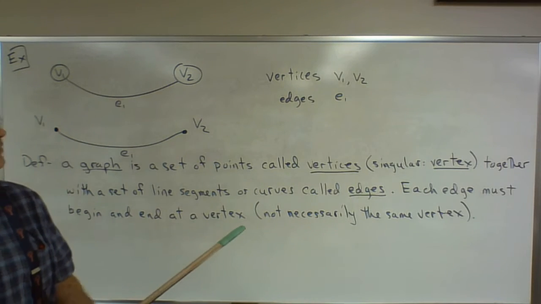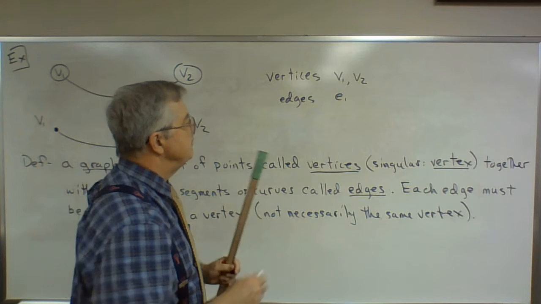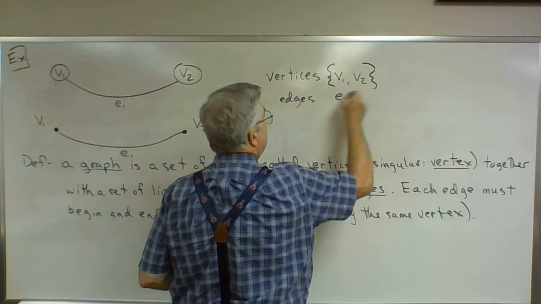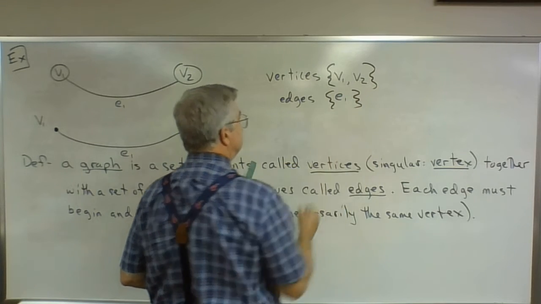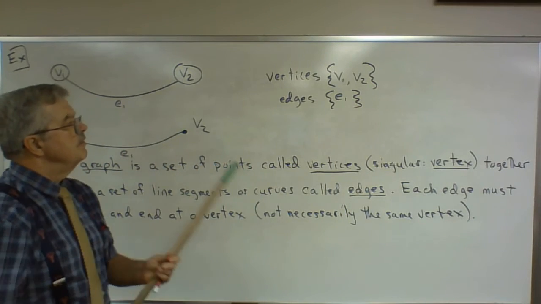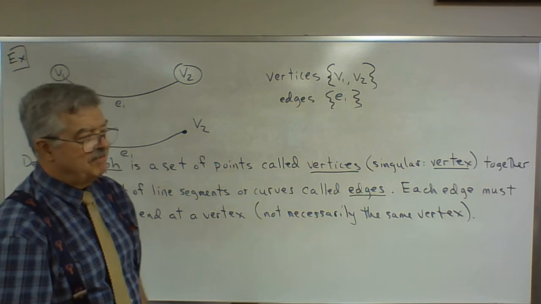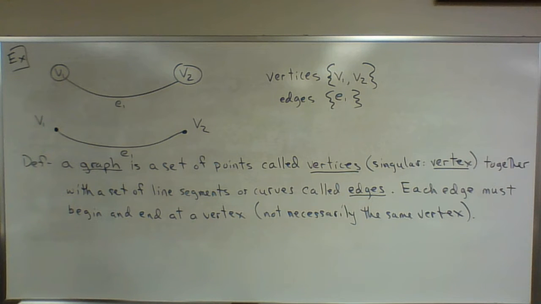The graph consists of a set of vertices and a set of edges. So the set of vertices together with the set of edges forms our graph. You know what? Sometimes I may represent a graph this way, sometimes I'll represent it this way. But I think most of the time I'll represent it this way. Let's look at some more examples.